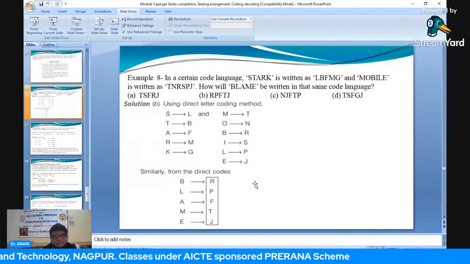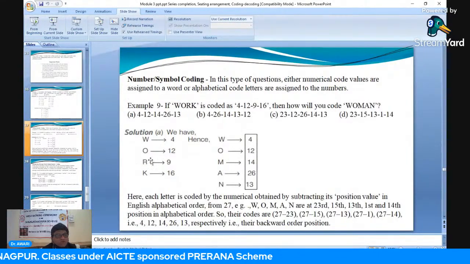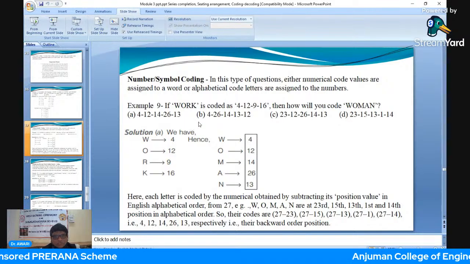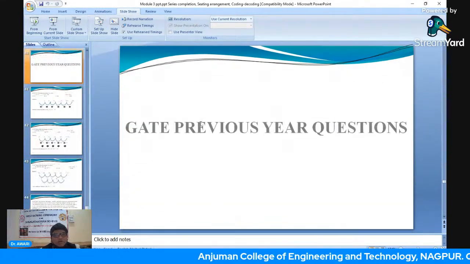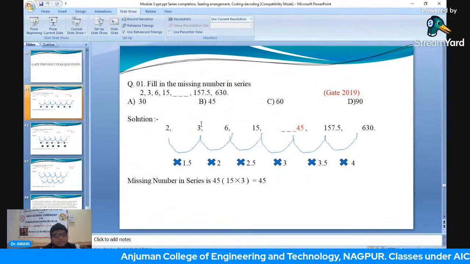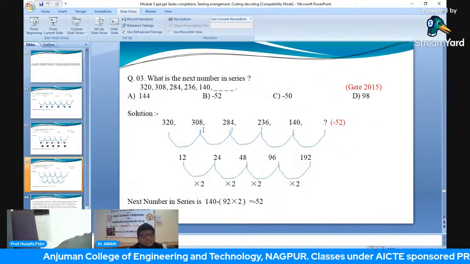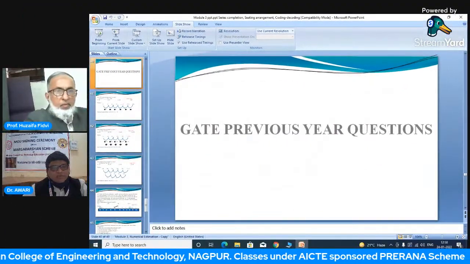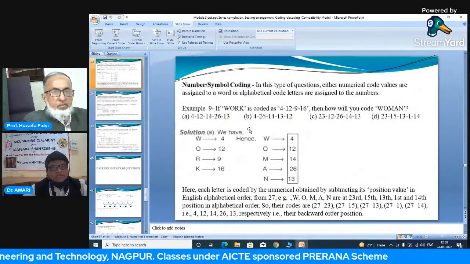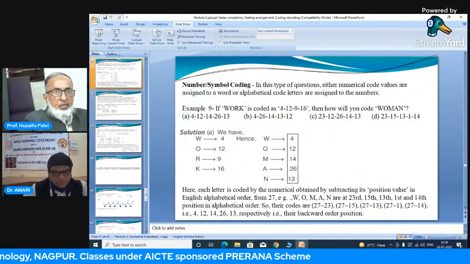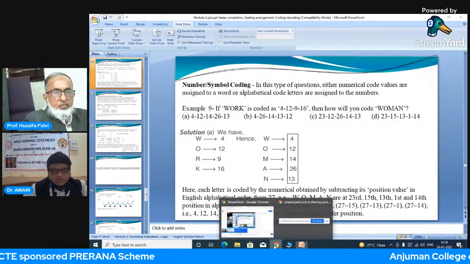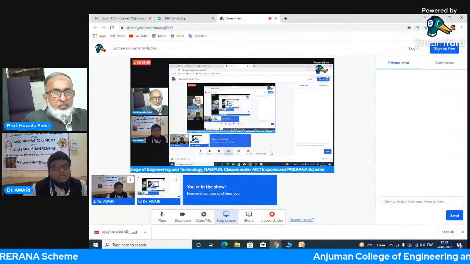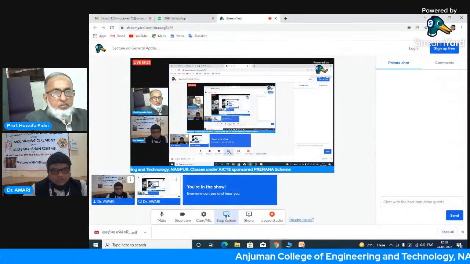Likewise, you need to solve the number problems and the alphabet problems, and you have to continue in this fashion, and you have to practice it. Now the remaining part of my presentation, that is number and symbol coding, and then the GATE solved questions, I will take up in the next class, because now the time is over, and for you also there may be regular classes which are scheduled.